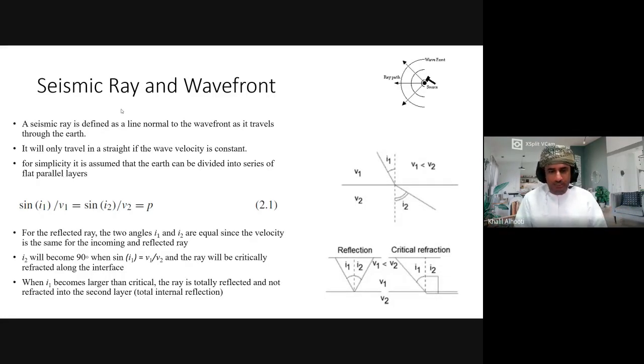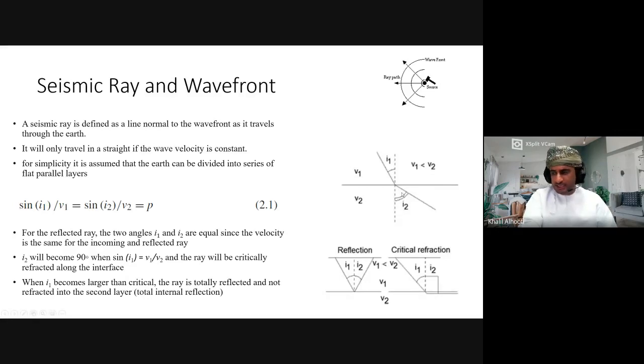But the Earth usually is made up of different layers. Each layer has its own velocity. And we can trace the ray path using something called Snell's law. We discussed Snell's law in our previous chapter. Snell's law, as stated here in terms of an equation, is the sine of the incident angle over the velocity of the overlying layer, V1, equals the sine of the angle in the underlying layer, the direction in which the wave moves, divided by V2, which is the velocity of the second layer. This is Snell's law.